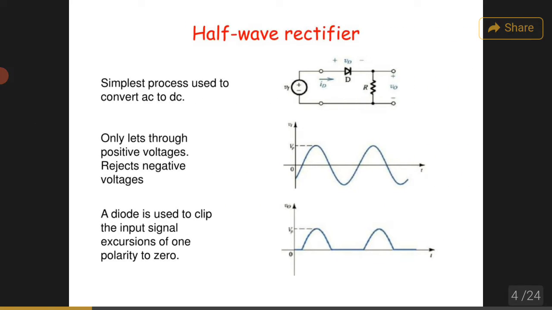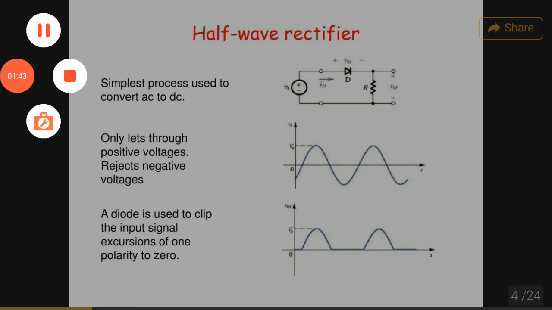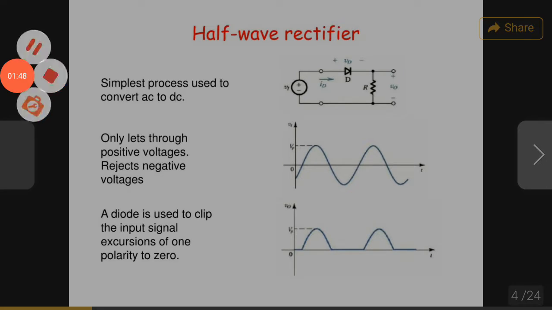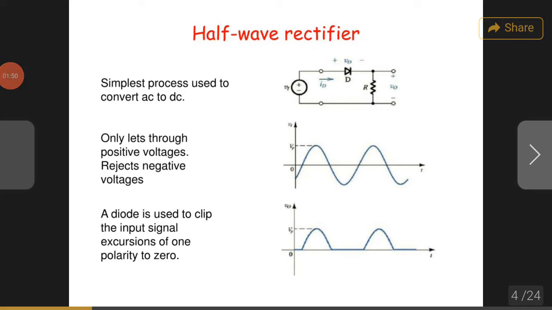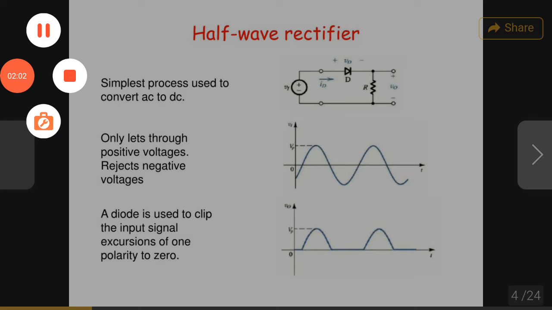There are two types of rectifier, half wave rectifier and full wave rectifier. First we see a half wave rectifier. In a half wave rectifier, the voltage source is the input, the diode D which conducts, having one diode in HWR, and the output is load resistance R.